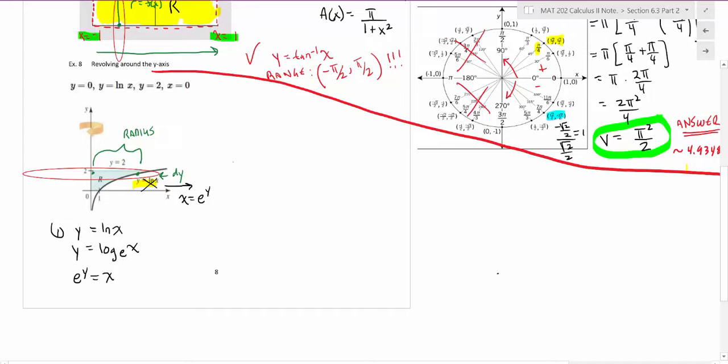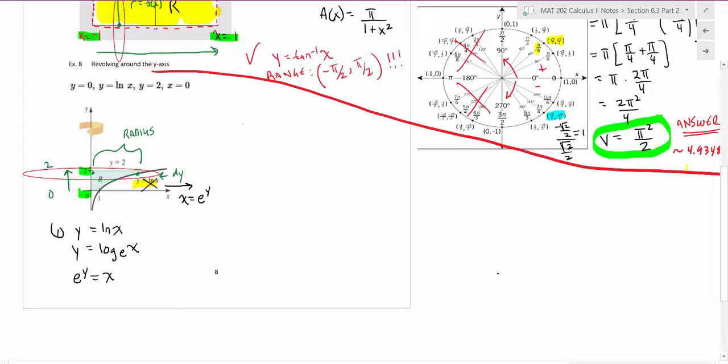Now I'm going to be doing my integration from 0 to 2. This time I'm integrating in the y direction from bottom to top, so I'm going from 0 to 2. I'll do my integral from 0 to 2. The disks are being added from 0 to 2, going in the y direction.